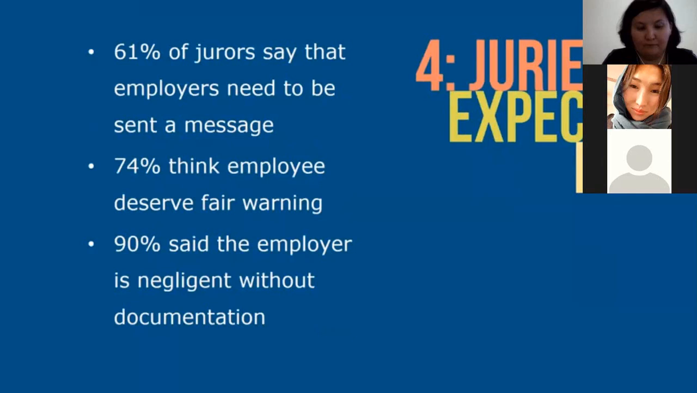61% of jurors say that employers need to be sent a message. 74% of jurors think that an employee should be provided fair warning before termination. And 90% of jurors said that the employer is negligent if it does not properly document performance problems. Thus, an employer that has to explain its actions to a jury will have an uphill battle if they've failed to document and warn the employee appropriately.